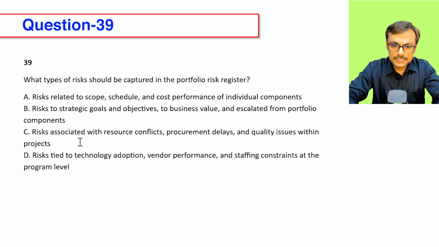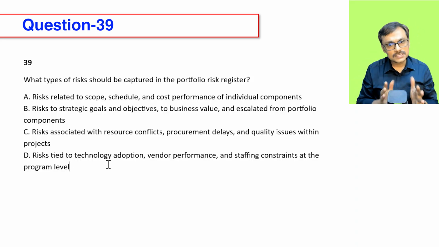Option C, risk associated with resource conflict, procurement delays, and quality issues within projects. They can come, provided they have crossed the escalation threshold and are required to be maintained at a portfolio level. But in general, it's a project level risk register. Option D, risk tied to technology adoption, vendor performance, and staff constraints at the program level. Again, both C and D are similar. C is the same project level, D is saying program level.